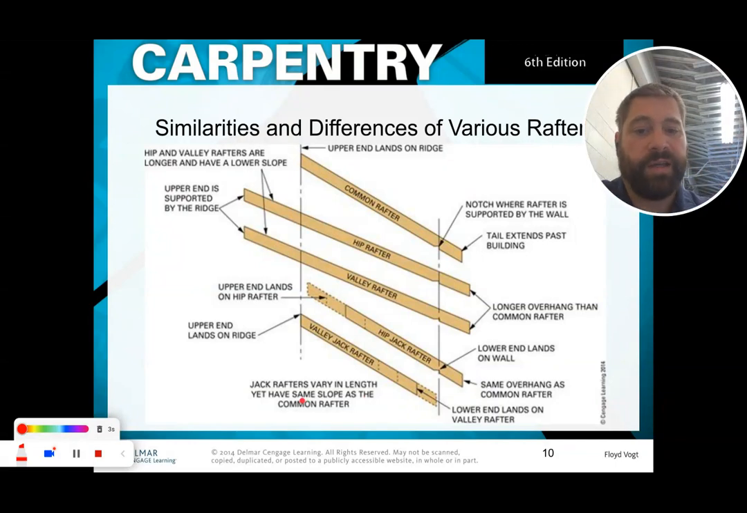Jack rafters vary in length, yet have the same slope as a common rafter, so keep that in mind. We're not going to get into these unless you want to. If you do, let me know. These are a little bit more complicated, more complex, because there are multiple angles that you need to work with.